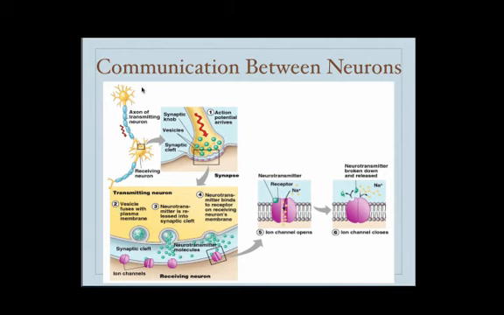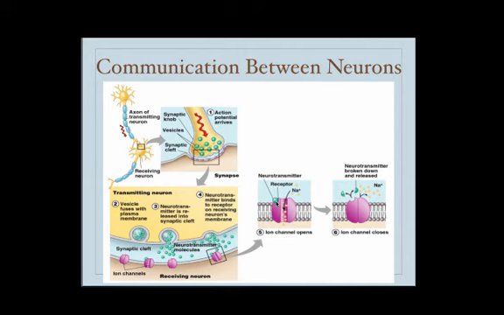Here's another picture of that. We have our presynaptic and our postsynaptic neuron. When our presynaptic neuron has an action potential arriving at its axon terminal, the vesicles holding neurotransmitters release into the synapse. So that's shown over here in this box. The neurotransmitters diffuse across the synapse and dock with the receptors on the other side.